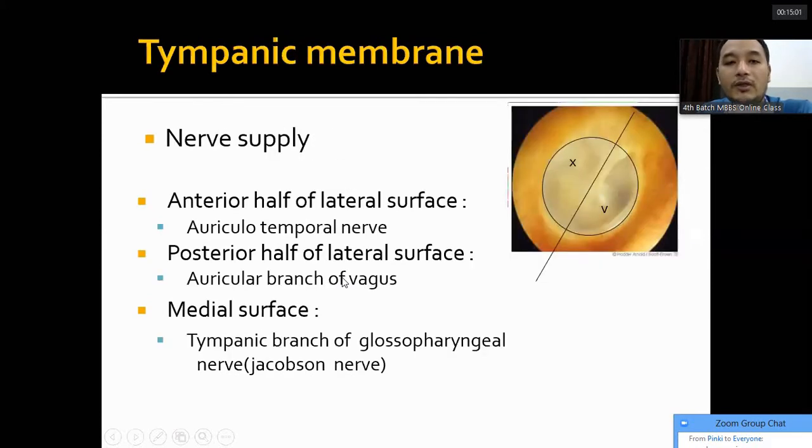Now, nerve supply of the tympanic membrane. The anterior half is supplied by the auriculotemporal nerve, and the posterior half is supplied by the auricular branch of the vagus nerve. This is the lateral, outer surface; the sensory supply is given by the auriculotemporal nerve in the anterior half and the vagus in the posterior half. The medial surface is supplied by the glossopharyngeal nerve. The tympanic branch, which is called Jacobson's nerve, supplies the whole of the medial surface of the tympanic membrane.